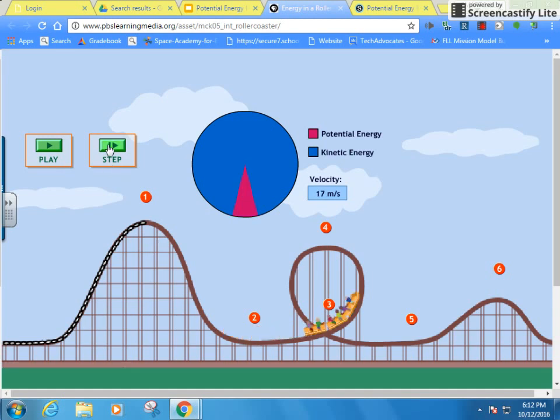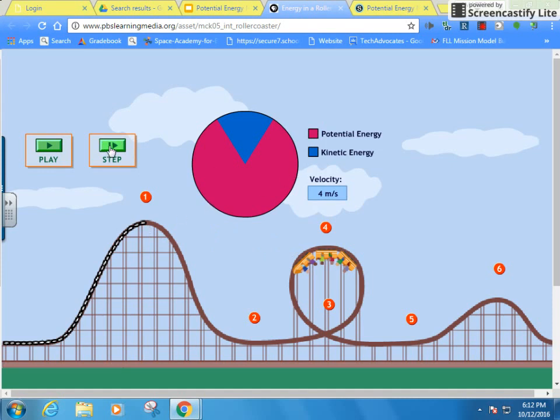As we go around the loop, it starts to have more potential energy as it gets higher and higher, and that kinetic energy is starting to turn into potential. Once we're at the top of the loop, we don't have as much potential energy as we did at the top of that first hill because we're not as high up in the air.